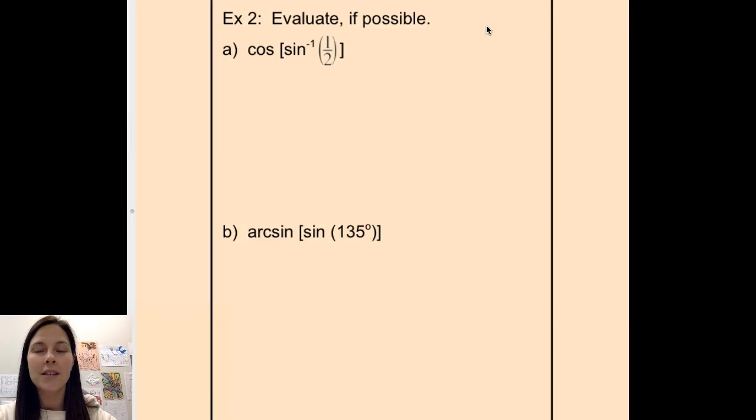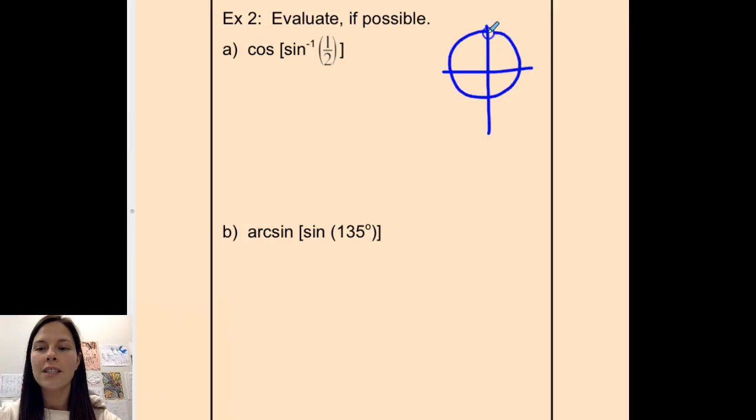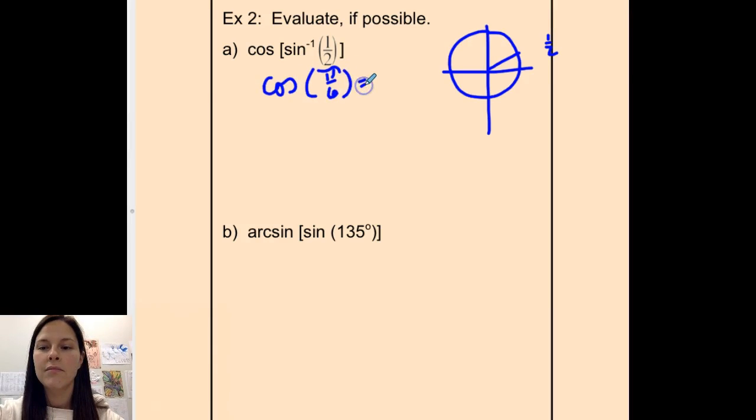Again, mixing things up a bit, cosine and sine inverse are not inverses of each other, so we're going to have to think unit circle, where on the unit circle is sine equal to +1/2. Sine goes in order 1, 2, 3. So here we are at π/6. We're going to input that into our cosine function. And at π/6, cosine is √3/2.